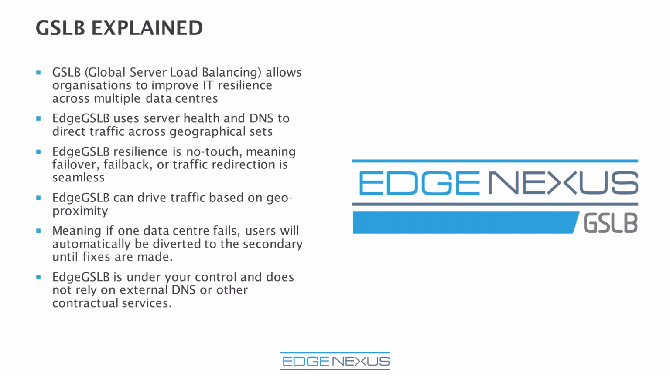If the Australian data center fails, its users will automatically be diverted to the London data center until fixes are made. The advantage of using the EdgeGSLB is that it is totally under your control and does not rely on external DNS or other contractual services.